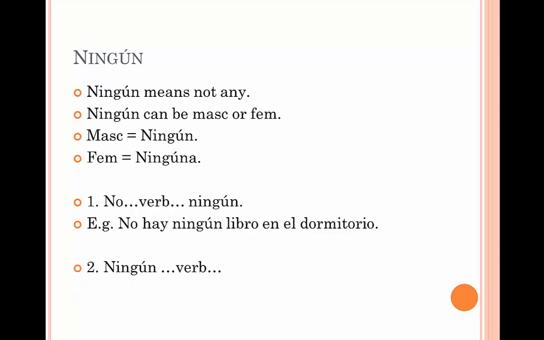Or we could put it in front of the verb. For example, ninguna persona me interesa. So notice, in the first example, we use ningún as a masculine. This is because libro is a masculine noun, and it's meant to agree with the noun. However, in the second example, it agrees with persona, which is a feminine noun. Therefore, we have ninguna.